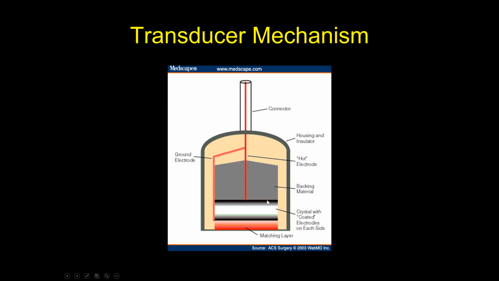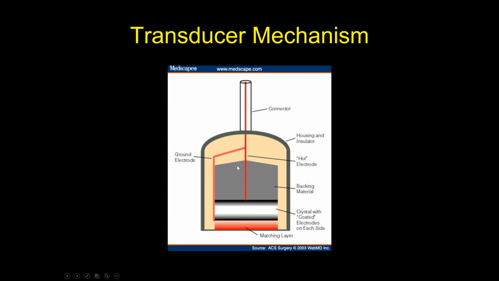And so it has an electrode, or a piece of aluminum foil, on this side of the crystal, and another electrode or piece of aluminum foil on this side of the crystal. And each one of those is supplied with its own electrical energy, its own little wire coming to each one of those.